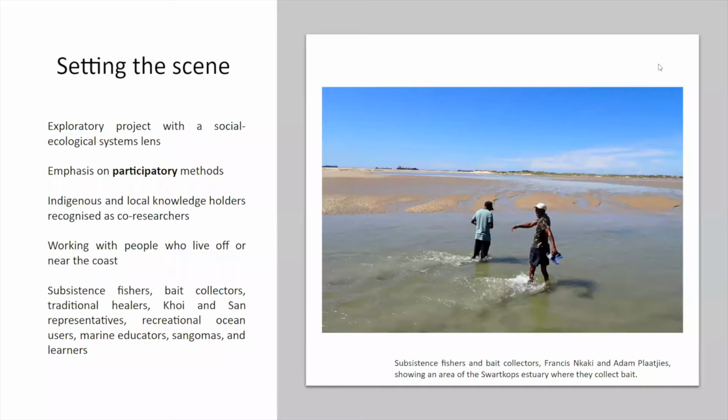And then my specific project is an exploratory project with a socio-ecological systems lens, recognizing that we are part of one system and we coexist with nature around us, and we influence nature, nature influences us. And the emphasis is really on participatory methods, as will become even clearer, which means that people that I've worked with have been recognized as co-researchers and also have influence over how the methods are developed and shaped, and also the objectives of the research process.